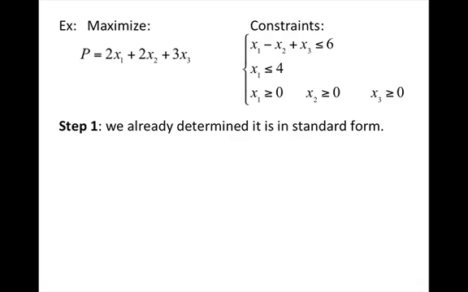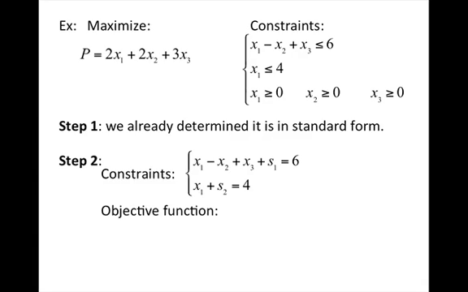We've already determined that this one was in standard form. So now let's begin with our constraints. With my first constraint, I'm going to add an s sub 1, and I get x sub 1 minus x sub 2 plus x sub 3 plus the s sub 1 I added, and that makes that equal 6. My second constraint, I add an s sub 2, so I get x sub 1 plus s sub 2, and that makes that equal 4.